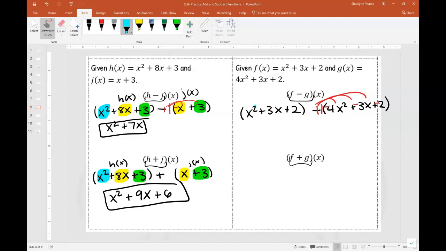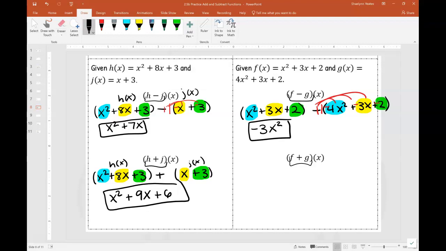So now I need to combine my like terms. So I have an x squared and a negative 4x squared. So x squared minus 4x squared is negative 3x squared. Then I have a 3x and a negative 3x, that goes to 0. Then I have a 2 and a negative 2, that also goes to 0. So then it's just negative 3x squared.